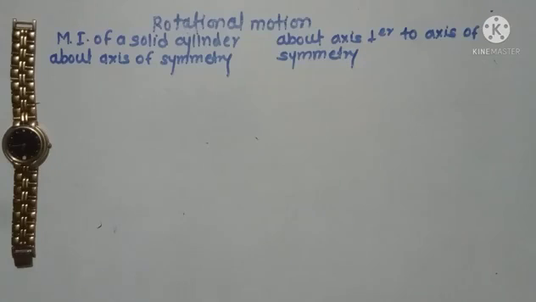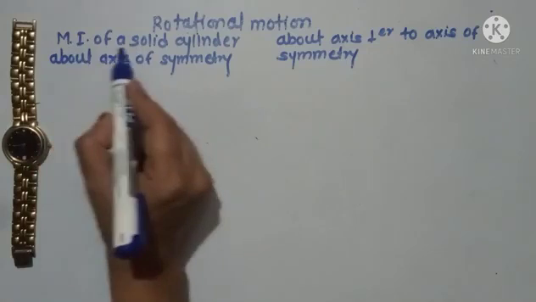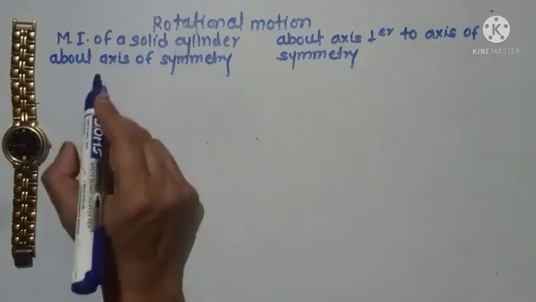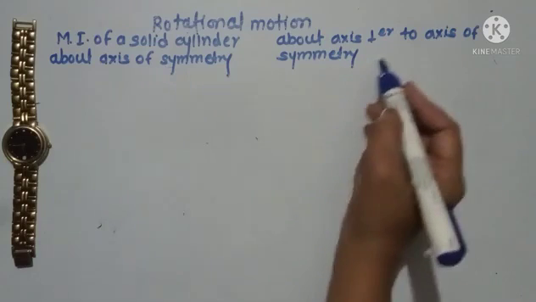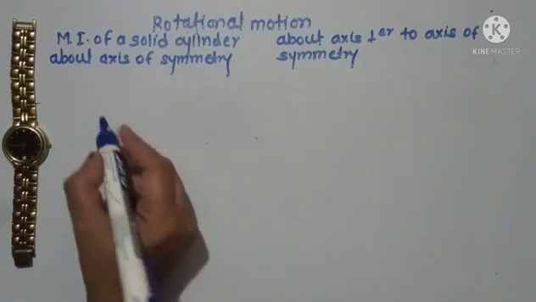So in the last lecture we studied the moment of inertia of a spherical shell about its diameter. Now in this lecture we are going to see the moment of inertia of a solid cylinder about its axis of symmetry and about the axis perpendicular to its axis of symmetry.